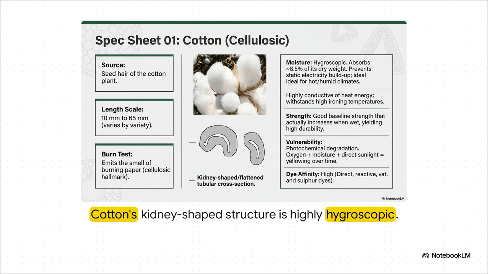Just look closely at cotton's flattened, kind of kidney-shaped microscopic tube. Because of this unique cross-section and that cellulosic base we just talked about, cotton acts like a tiny microscopic sponge. It can actually absorb about 8.5% of its dry weight in moisture alone, and this natural dampness completely prevents the buildup of static electricity, which is exactly why it's the absolute ideal fabric for hot, humid climates.